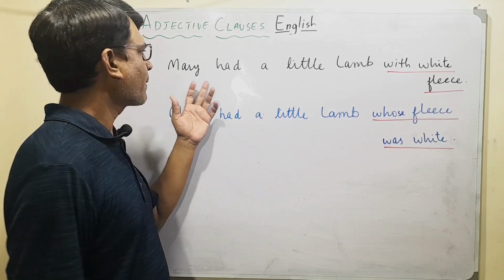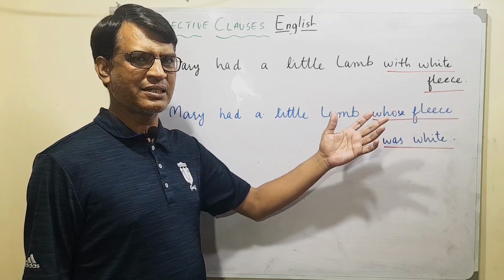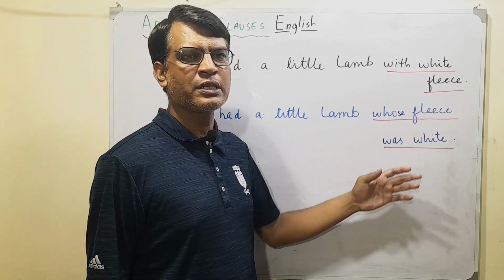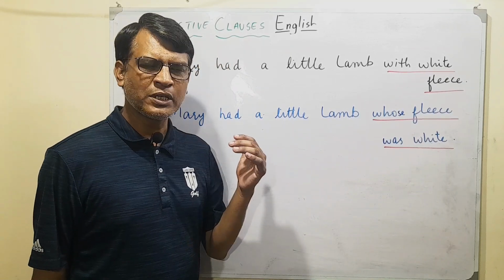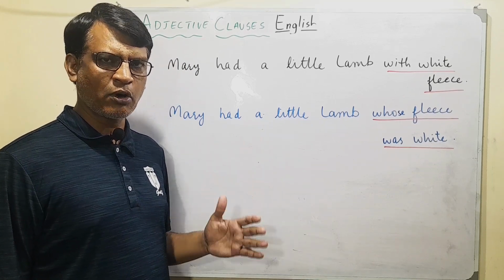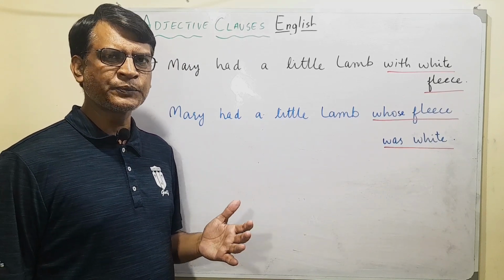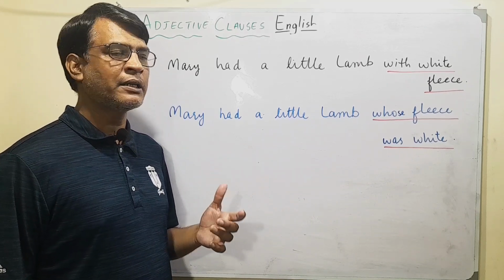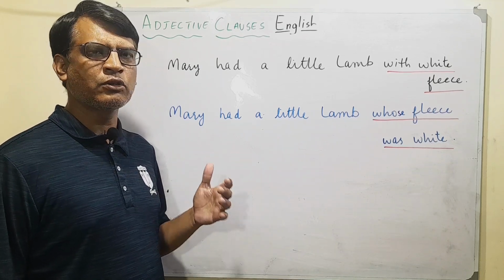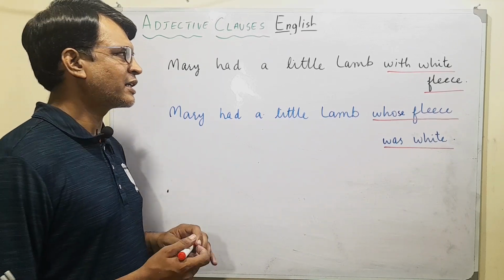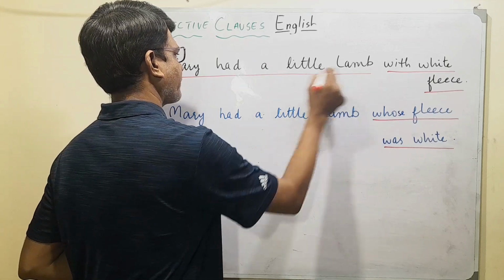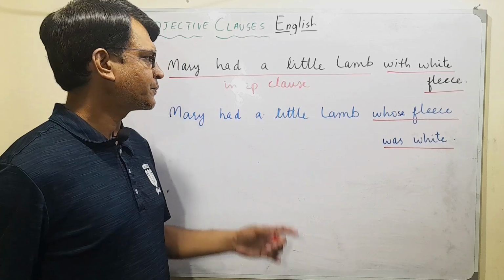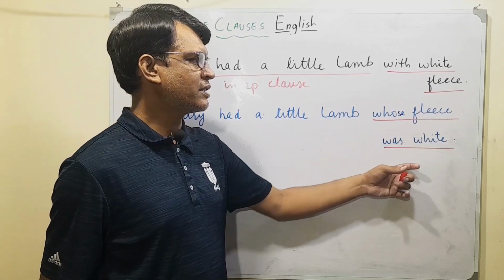The last example, Mary had a little lamb with white fleece. With white fleece is an adjective phrase. So we say Mary had a little lamb whose fleece was white. Okay. So we change adjective phrases into adjective clauses, and clauses are actually the part of a sentence which have a subject and a predicate. And like I told you, adjective clauses are actually complex sentences, because in adjective clauses we have one independent clause and one dependent clause, like whose fleece was white.